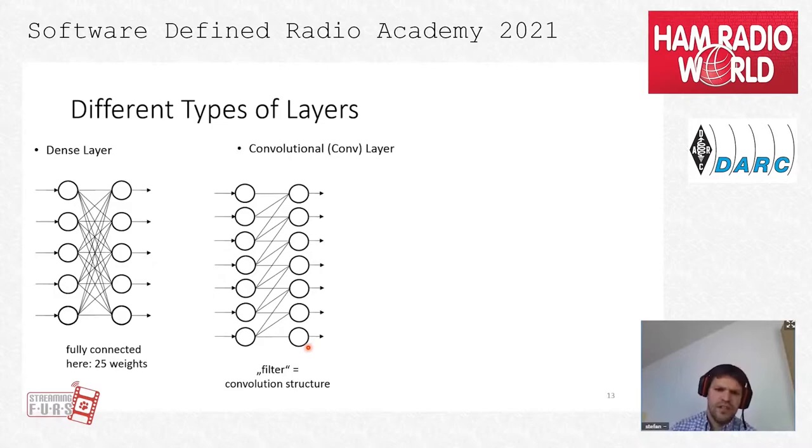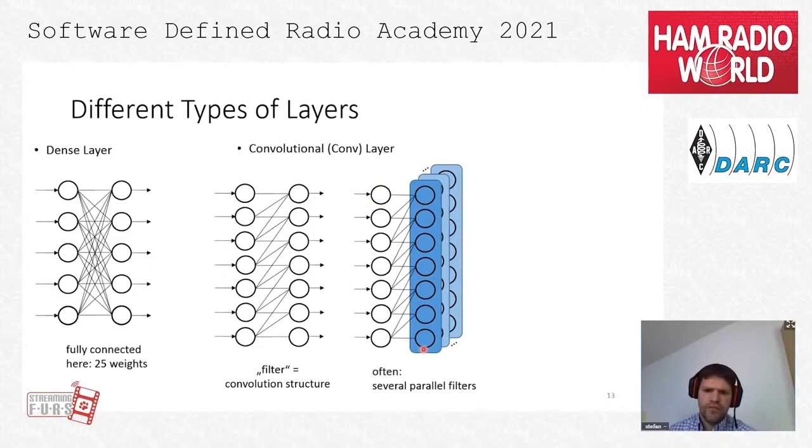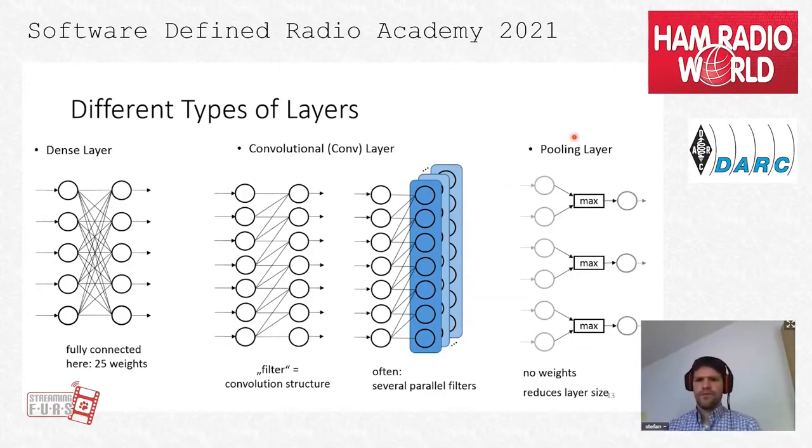When you have some knowledge of signal processing, this kind of structure may be familiar to you because it's a convolutional structure. And in radio signal processing, you often talk about filters. In a convolutional layer, you often put several filters in parallel to enhance the power of this layer. And there's also a third type, a pooling layer. Pooling layer basically means you take the maximum out of two inputs. The purpose of the pooling layer is to reduce the number of neurons in the layer, to reduce the neural network in order to make it not too complex.